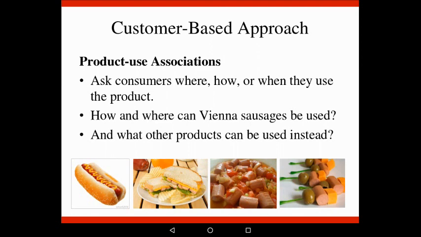Okay, and then lastly we have Vienna as a canapé, as a starter, and there you could also use meatballs and things like that. So by doing this, by just simply asking where do people use our product, what are the alternatives that can be used, that way you can discover who the direct competitors are.